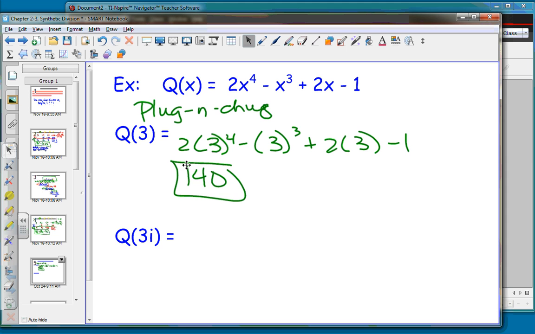Now y'all are going to really like that. It's evaluation, plug and chug, that's all it is. Remember in a whole XY table, you plug in a value for X, you get out a value for Y, so you put the output as the XY ordered pair.